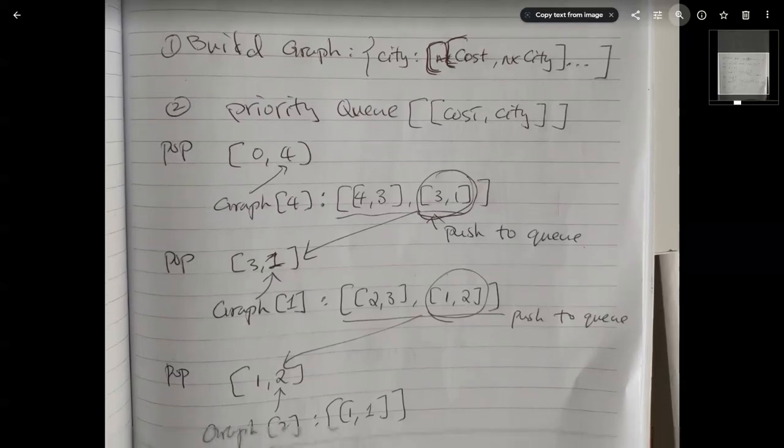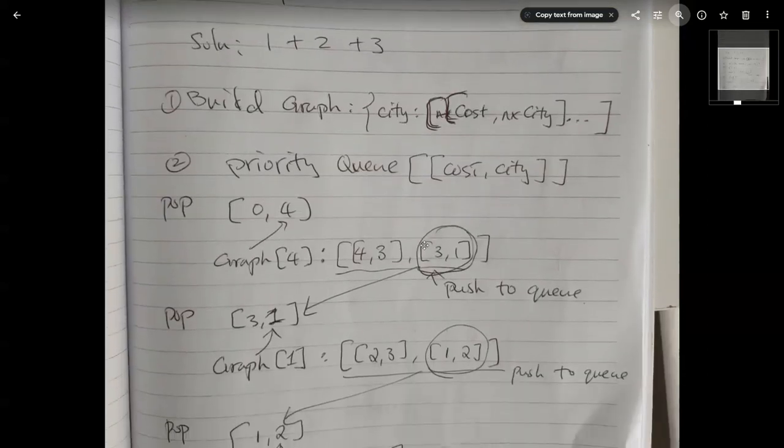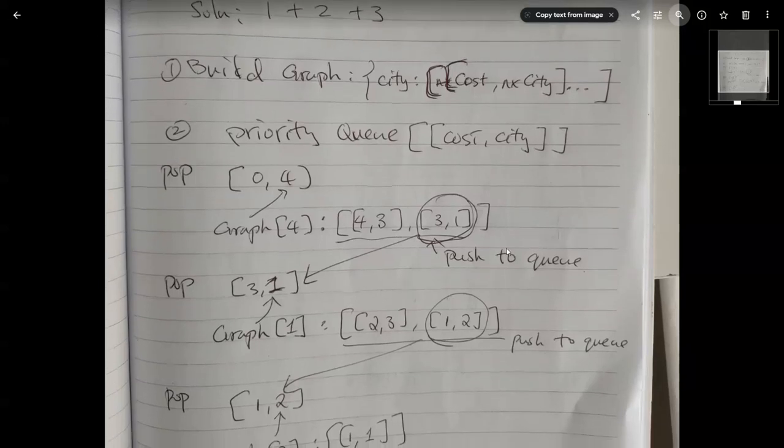Now the current city is 1. I look at the graph at city 1, where I have two choices again. Either I pay a cost of 2 and build a connection with 3, or I pay a cost of 3 and build a connection with 4. Okay, so I push them to the queue.